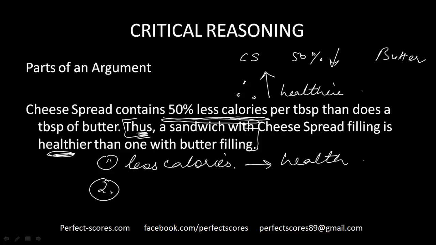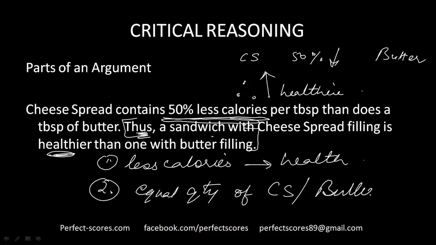Another assumption is that a sandwich that will be having cheese spread and that will be having butter will be having equal quantities of both. So equal quantity of the cheese spread and the butter will be applied. That is another basic assumption, because again, if this assumption is proven wrong, then this entire argument will also weaken. Suppose you say that butter was there only for 1 teaspoon, whereas 20 tablespoons of cheese spread were put on that sandwich. Now in that case, the sandwich with cheese spread will not be healthier anymore. Right? So these two are the basic assumptions.